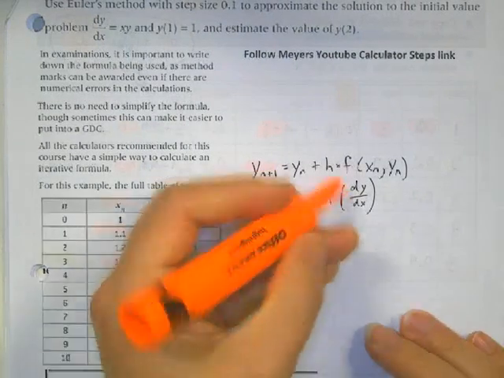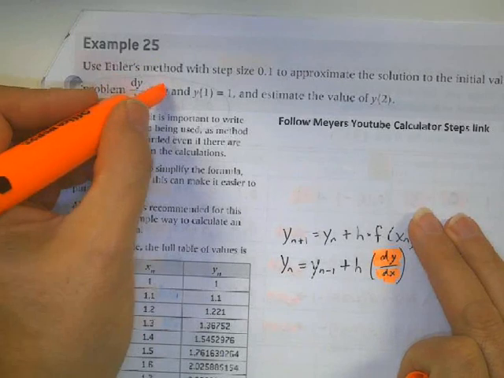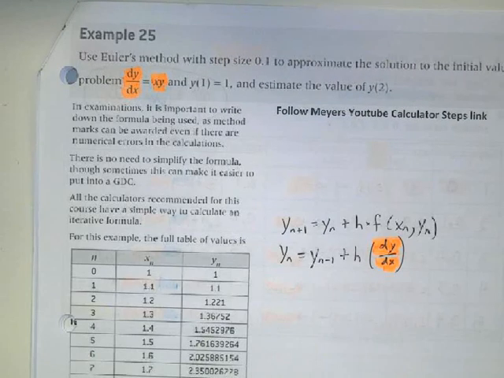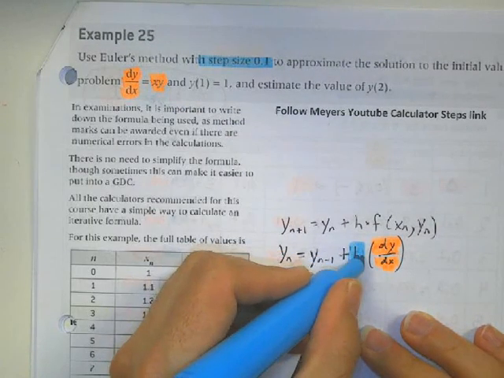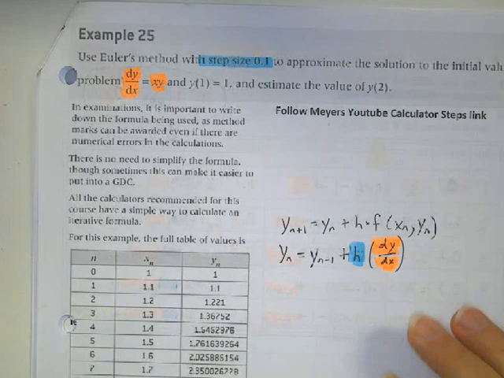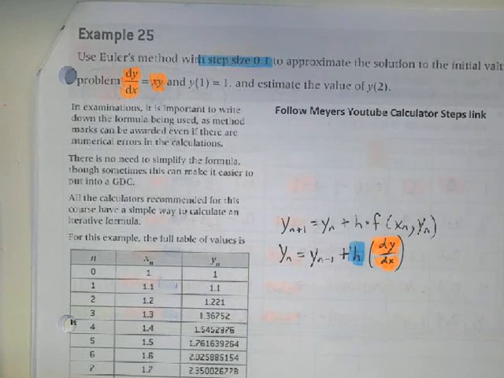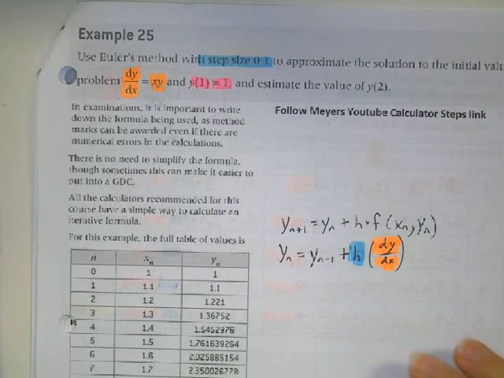So this right here is going to be my derivative. My step size, they've told you, is 0.1. And my starting value is when x is 1, y is 1.